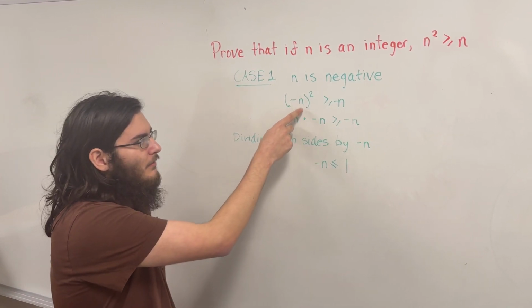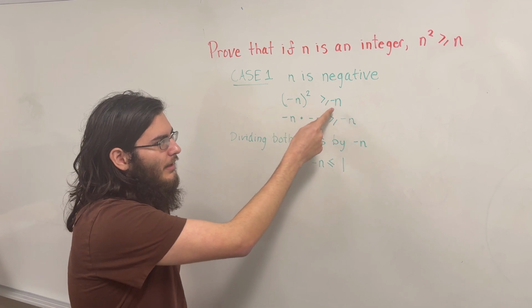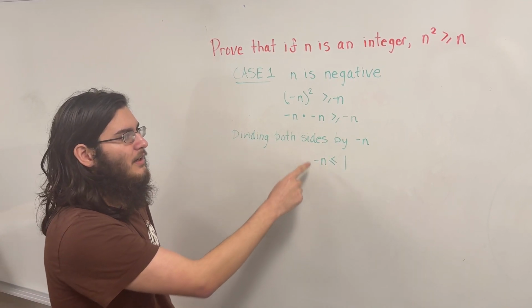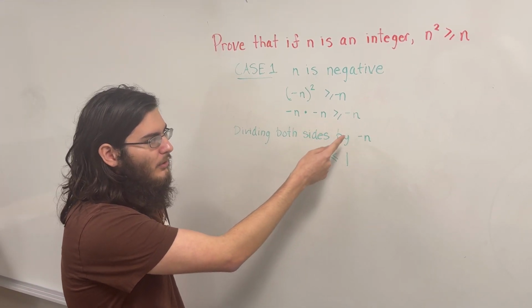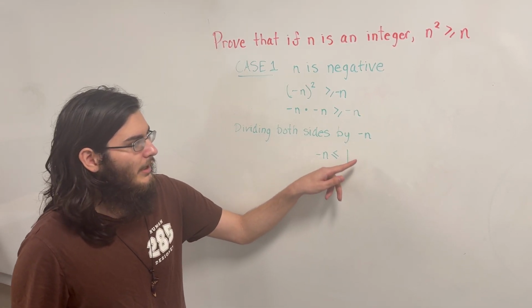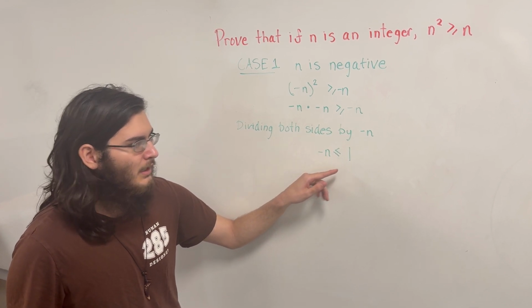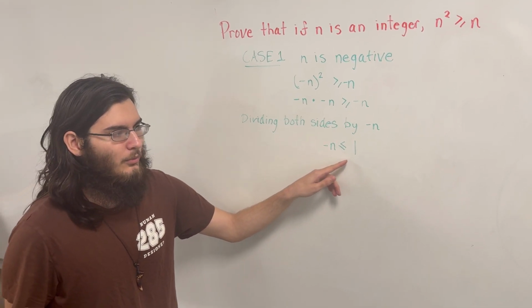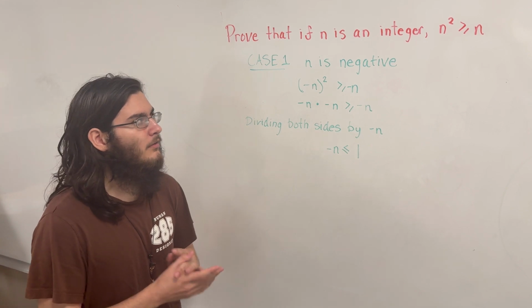So we have negative n squared is greater than or equal to negative n. And this is the same thing as negative n times negative n is greater than or equal to negative n. So we can divide both sides by negative n, and because we're dividing by a negative number here, we have to flip the sign. So we get negative n is less than or equal to 1. And that's always true, so case 1 checks out.